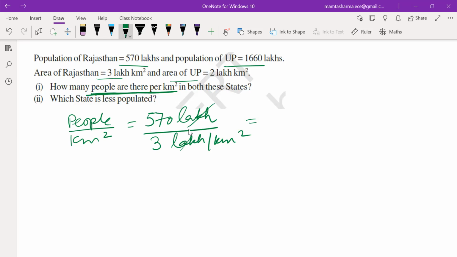Ma'am, the ratio is basically division. Ratio is division. Ma'am, it's 190. So 190 people per kilometer square. Okay. Now for UP.